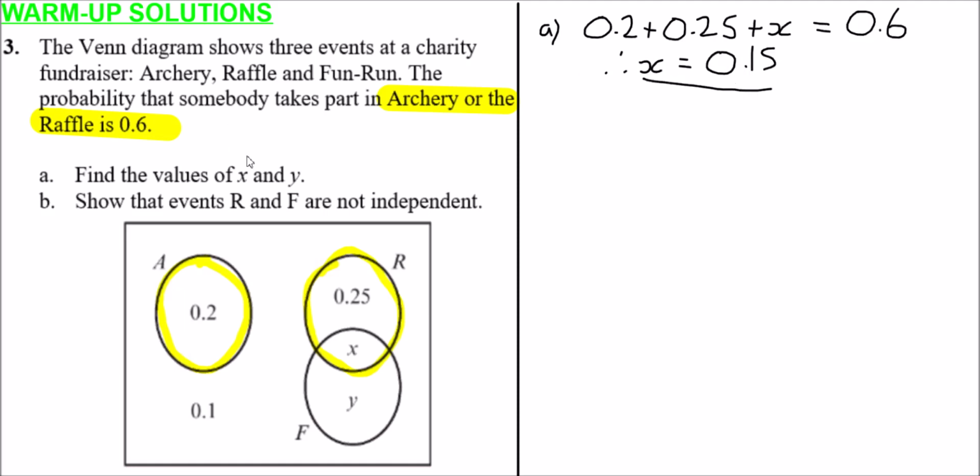The value of y, well, we can now use the concept that the sum of all probabilities for any one closed event needs to add up to 1. So this event being archery or raffle or fun run or none. Now we've got every single probability here. We know what x is, so from this we can work out what y must be. So 0.2 plus 0.25 plus what x was. We've worked out what x is. We know now that x is 0.15.